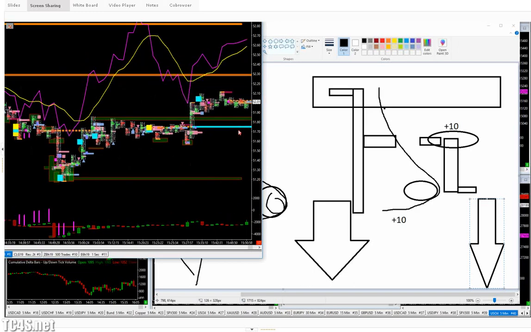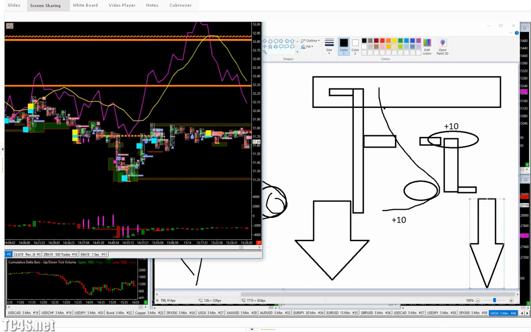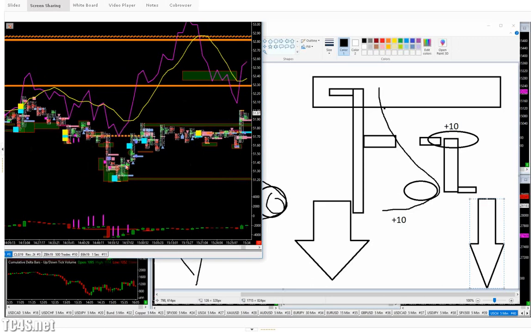If you've got your bracket now at this level here, 51.20, 51.80, 60 ticks, 52.40 is now the target price for this trade, isn't it? Does everybody agree with that? 52.40 is now the target price. Well, what happens to price?